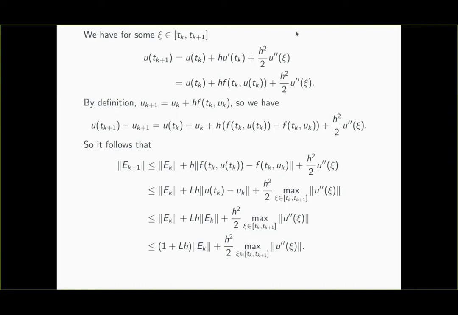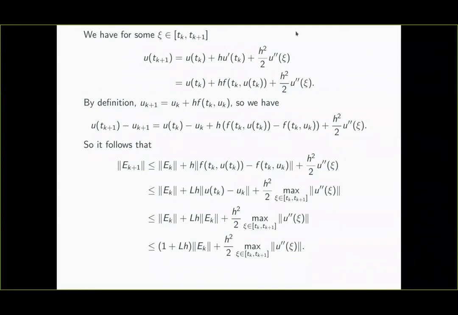Now let's take a look at this long formula. On the left-hand side, I've got the error at time step tk plus 1, and on the right-hand side, I've got the approximation error at time tk, and then plus some other stuff. Okay, that gets us a bit closer to a recursive formula for the approximation errors.